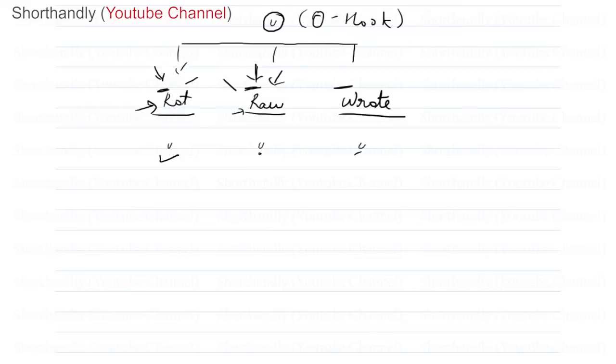So we represent O as in raw with this O hook and a dot, and then we have this final O sound as in wrote, because it is pronounced as wrote. To represent this O sound, we have this O hook and a dash. So these are all vowels.